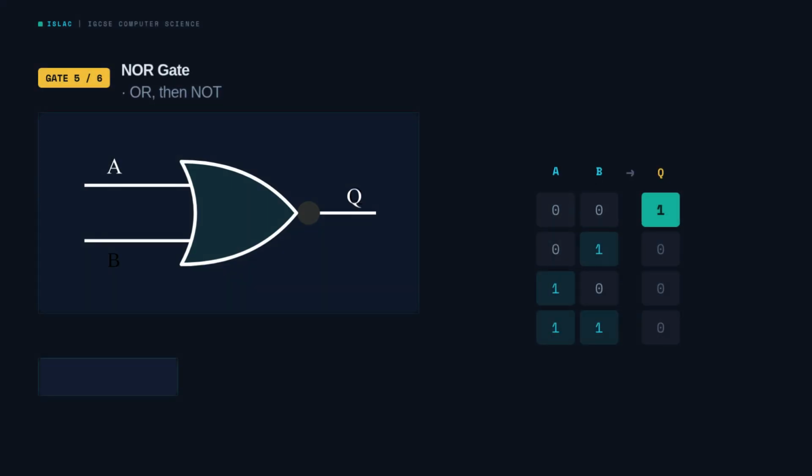NOR means NOT OR, an OR gate with its output inverted. It outputs 1 only when every input is 0. Any input of 1 makes it 0. The symbol is an OR shape with a bubble on the output. It's the exact opposite of OR.